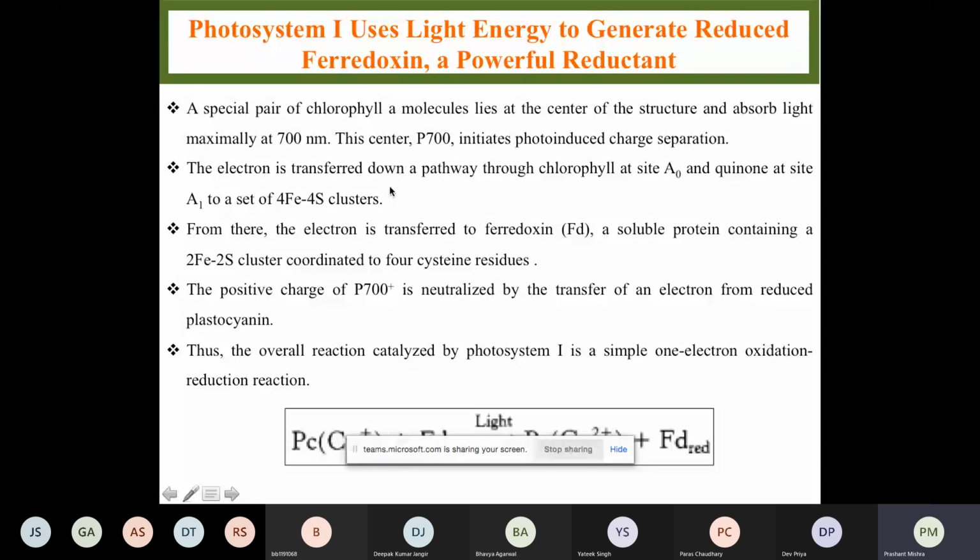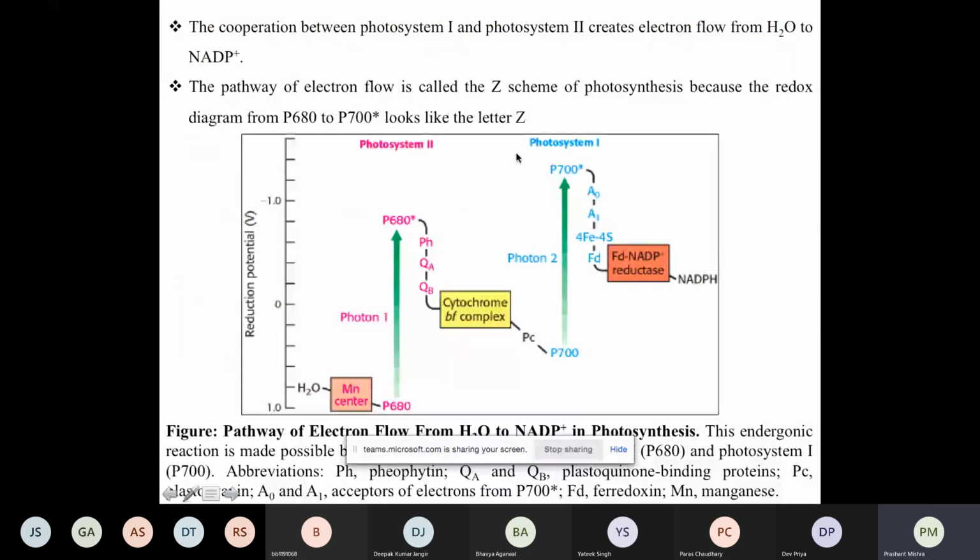Other than that, the electrons are transferred down a pathway through chlorophyll at site A0 and quinone at site A1. These are not very important, because they are the details of how the electrons move from one complex to another. But let me come to this very interesting and important scheme. It is known as the Z scheme, and this explains the complete system. This is known as acyclic phosphorylation. Here, light energy will come. Let me just show it to you.